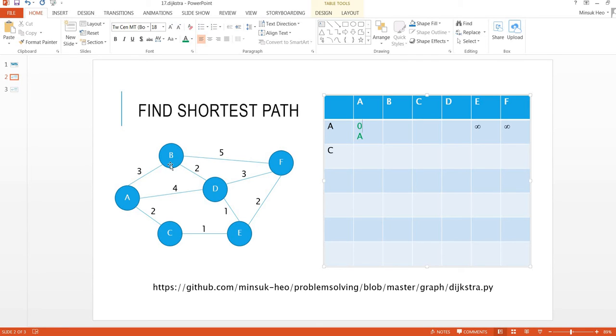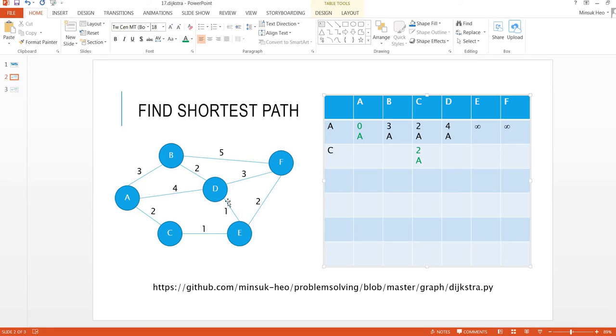So we have the edge to B, D, C. B, the cost is 3 from A. C, the cost is 2 from A, D is cost 4 from A, and E and F, we have no edge from A, so I'm going to put the infinity mark here. So from these non-green nodes, 3 to 4, C is the smallest value, so we are going to take a look at C next.